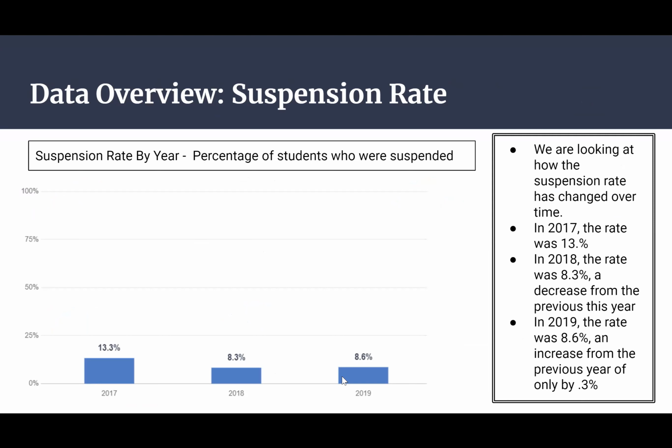For 2017, the rate was 13.3%. For 2018, it was 8.3%, which decreased a little bit. And then in 2019, it went up by 0.3%. We have an 8.6%. Next slide, please.